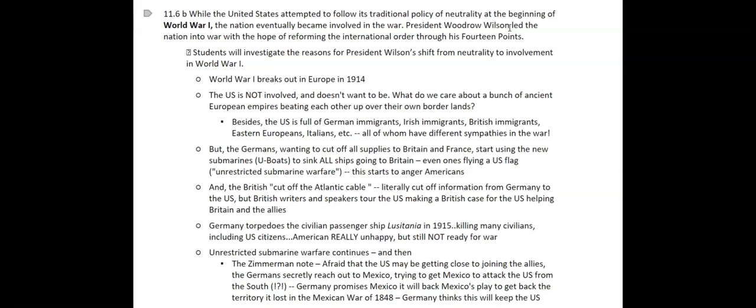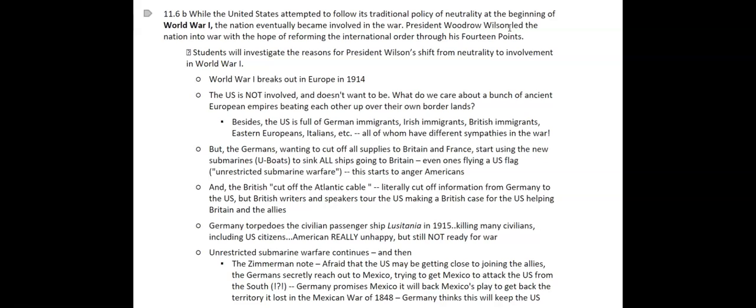Not the U.S.'s problem. What do we care about a bunch of ancient European empires beating each other up over their own border disputes? Besides, the U.S. is full of German immigrants, and Irish immigrants, and British immigrants, and Eastern European immigrants from all over the place, and Italians. Every one of them has taken a different side in that war. So there was no clear sense that America was all about one side or the other.